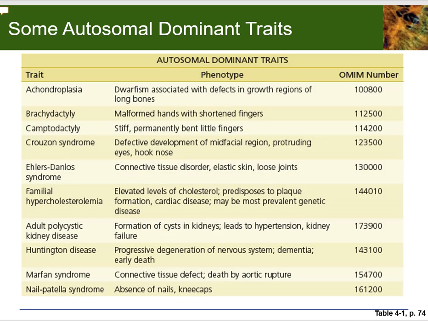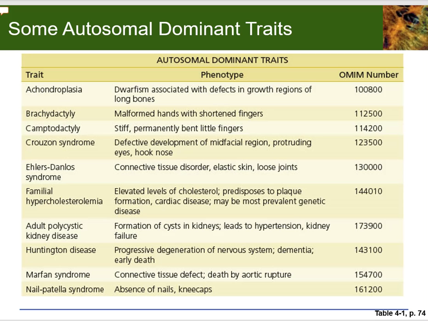Achondroplasia is probably familiar to you. We generally refer to it as dwarfism, or it's one of the causes of dwarfism. Brachydactyly, malformed hands with shortened fingers. Familial hypercholesterolemia, elevated levels of cholesterol predisposes to plaque formation.